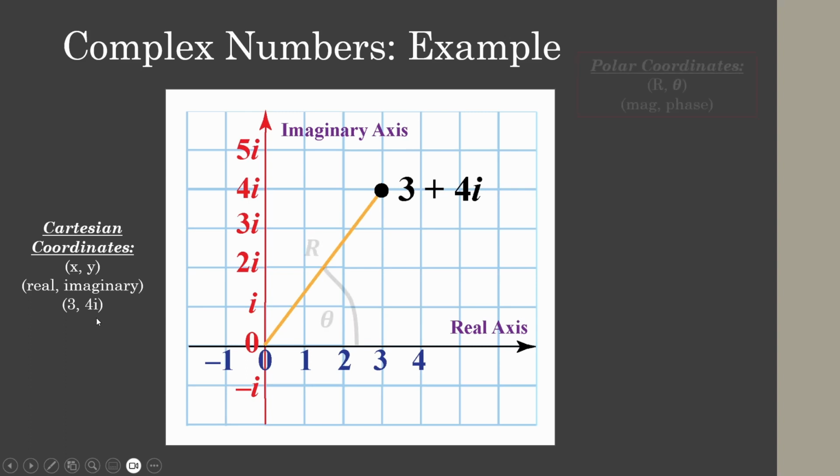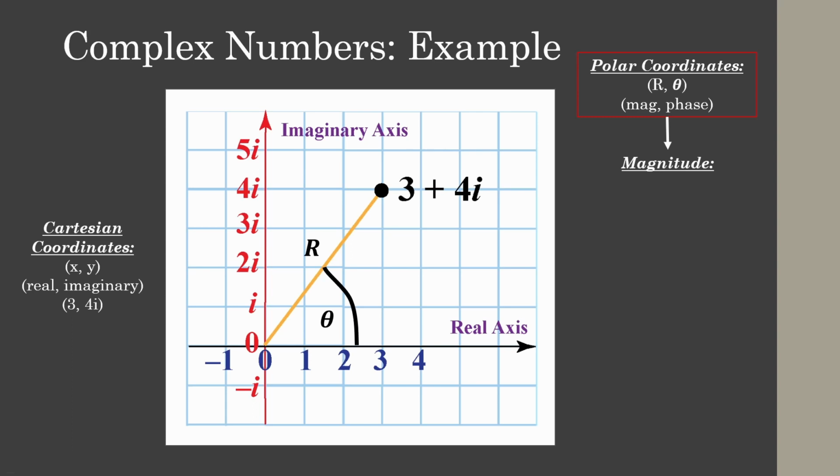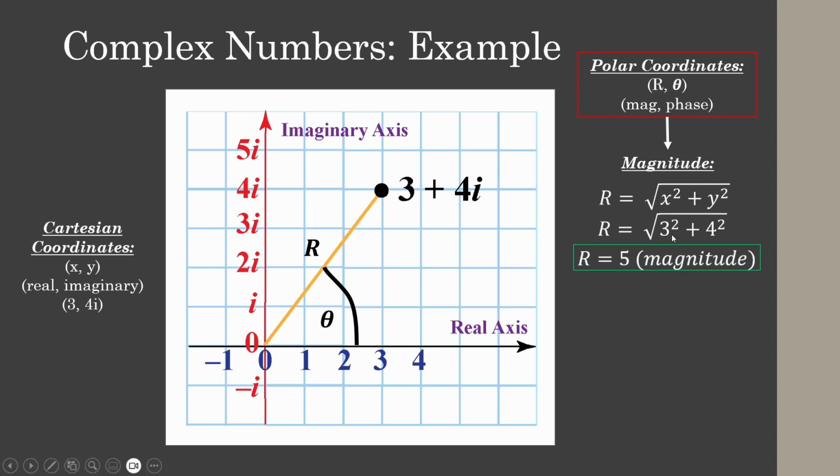But we can also think of these in polar coordinates, and this is what we're going to be doing in this video. So we have r, which is called the magnitude, and then we have the angle here that the line makes with the x-axis, and that's typically called the phase angle. So the magnitude, if you remember from the Pythagorean theorem, is just the square root of both of the legs squared. So in this case, 3 squared plus 4 squared. And so the magnitude is 5.